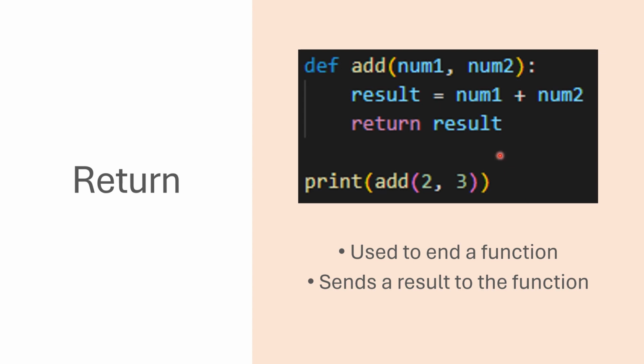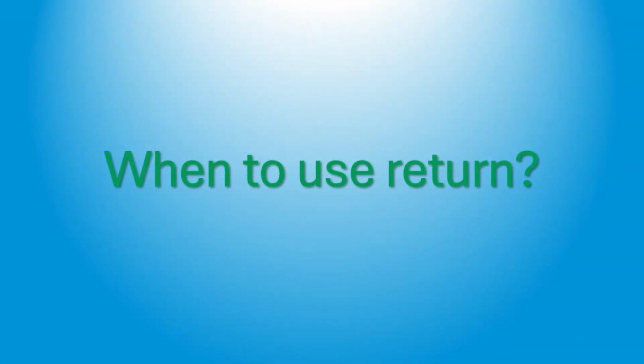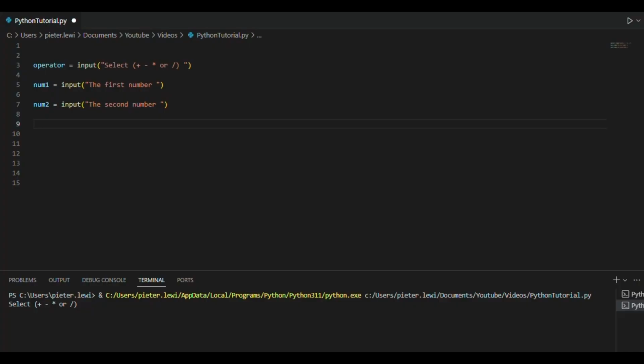Now, why shouldn't I actually do print num1 plus num2? That's a very good question, and we're going to see this in the code. Let's go. Now we're going to make a calculator using a function and our return statement. I got my 3 inputs here: our operator, our first number, and our second number. If you know the solution yourself, be sure to pause the video and try it yourself in your own editor.